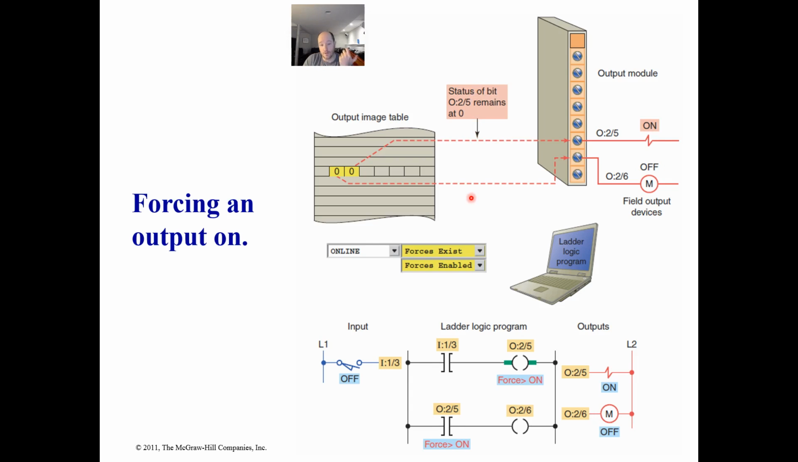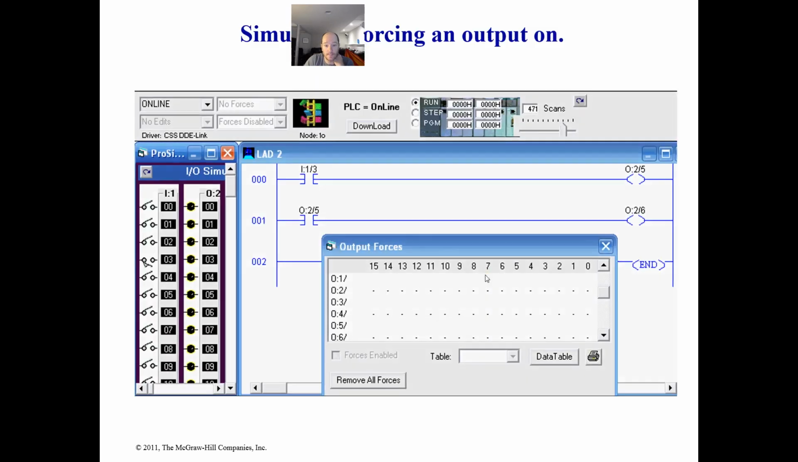You can force an output off or on. So here we have this output is off in the data table file, and we want to force it on. Again, you can right click on it and do forces and then activate the forces enabled, a little bit like the video showed you before, or you can do it in the data table file as well. Okay, so here we go.